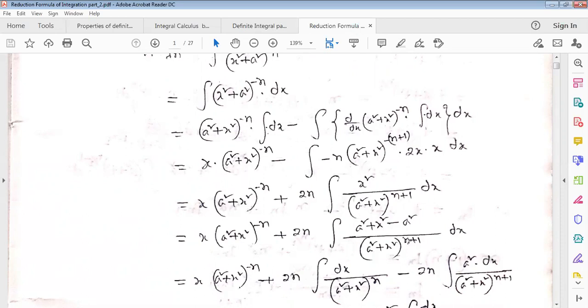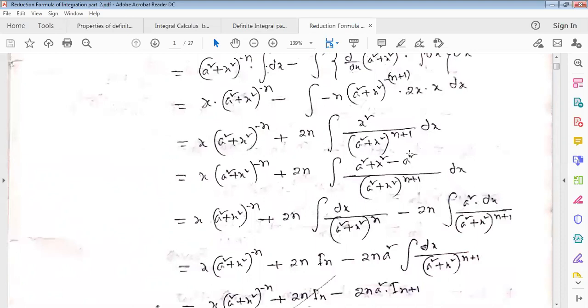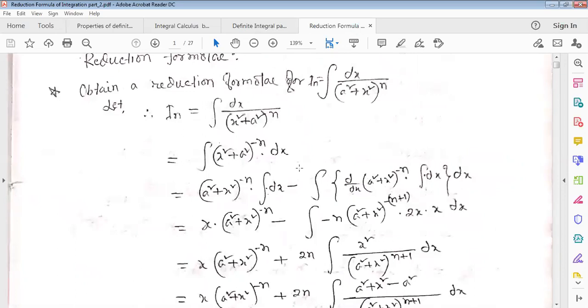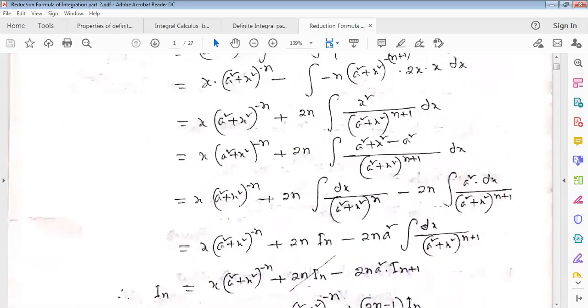Then s square plus x square divided by this one term and s square divided by this, just dividing into two parts. 2n will be multiplied to each term. Now x into (s square plus x square) whole to the power minus n plus twice n I_n minus twice n times s square, which is constant, integration of dx divided by (s square plus x square) whole to the power n plus 1. This is the given integration I_n.